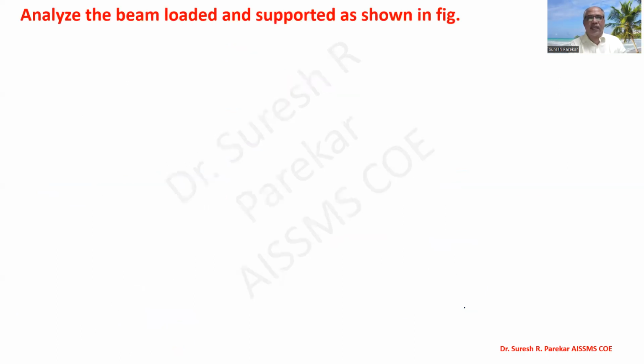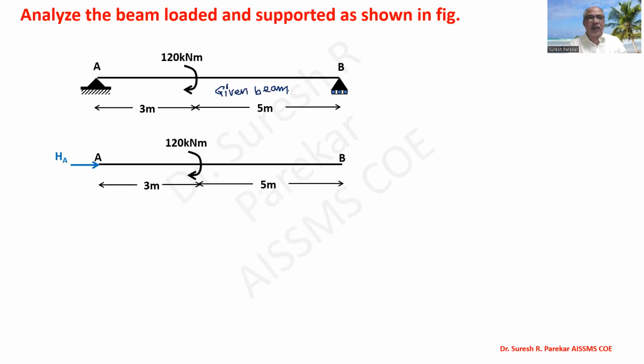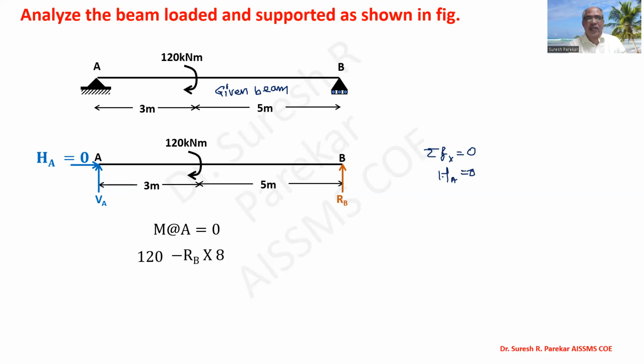Now we go with the third problem: analyze the beam loaded and supported as shown in the figure. It has a couple, and the value is 120 kilonewton meter. The span of the beam is 8 meter. Again we have the given beam, and then we go for the FBD of the beam. We replace the simple support by 2 reactions and the roller by 1 reaction. Then in the same fashion we apply summation Fx equal to 0 and get HA equal to 0. Now we apply moment about A. So we have 120 minus RB into 8.